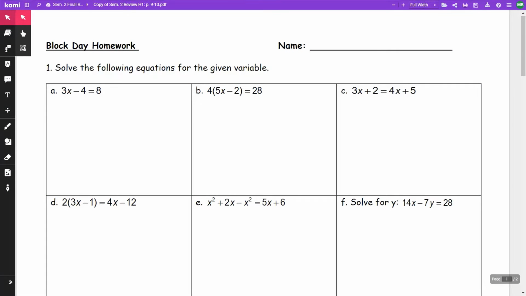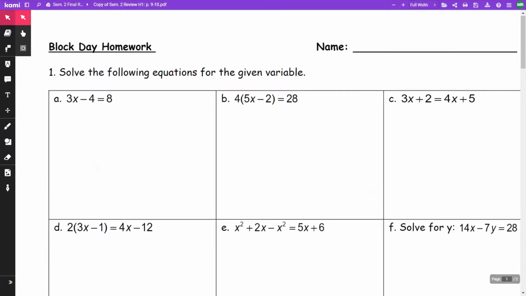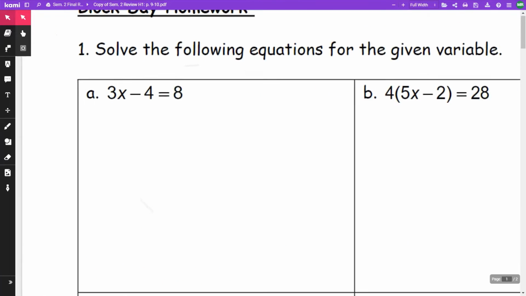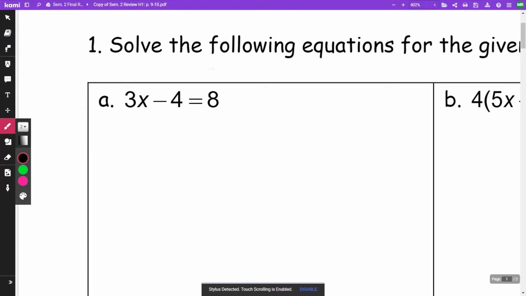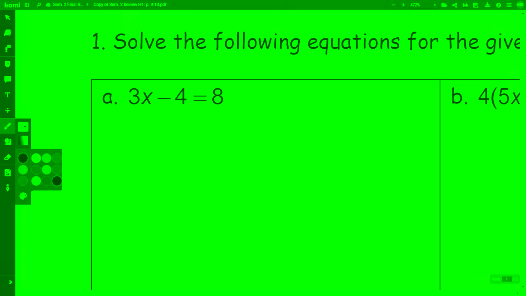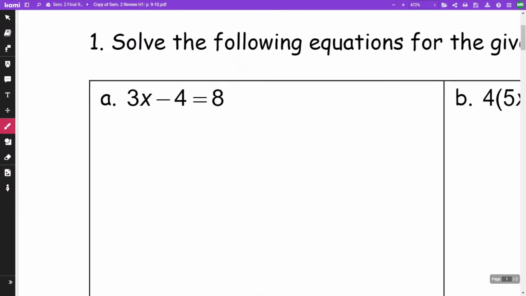This is Integrated 1, Semester 2, Final Review, homework number 1. So all of these, we are solving equations, and our goal is to get x by itself, whatever variable they're asking us to solve. And we always do this by undoing what's happening to the x.